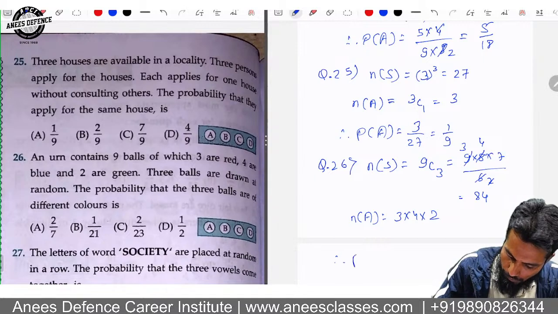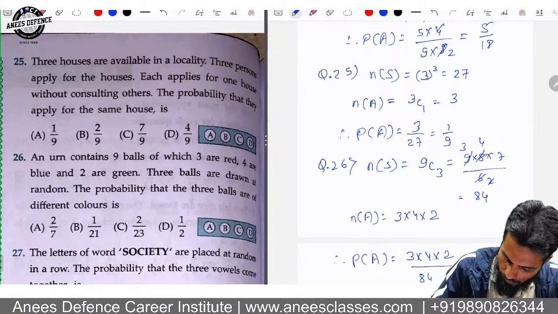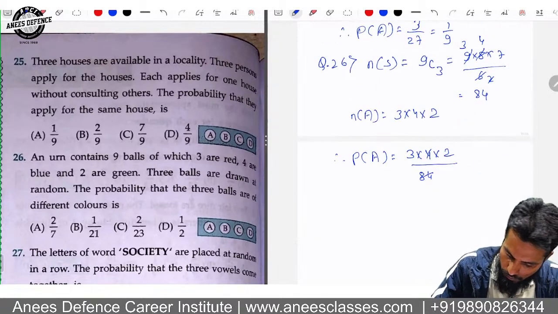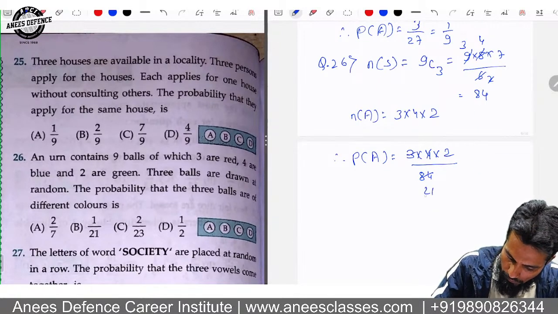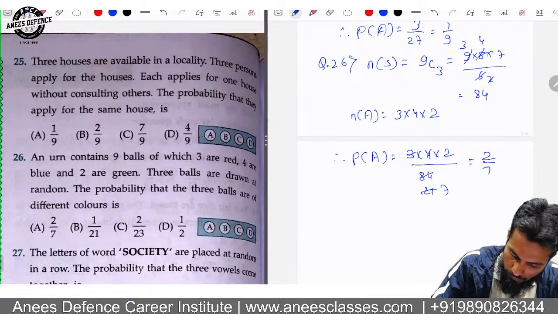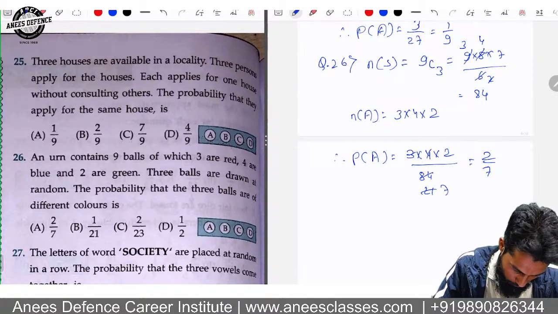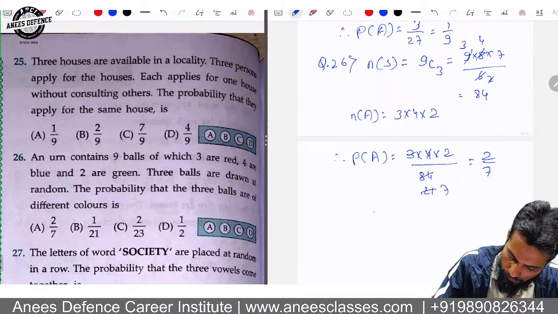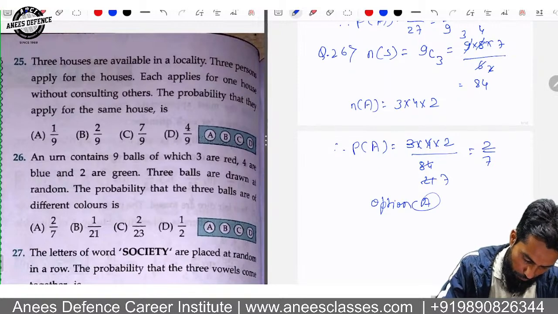So the probability is 3, 4, 2 all divided by 84. With 4, 2, 1, 3, 7, so you got 2 by 7. Option A. Oh, 2 by 7. Option A. Fine. See then question number 27.